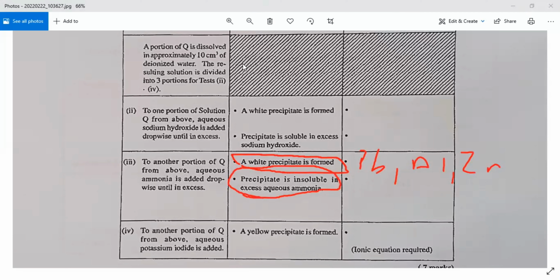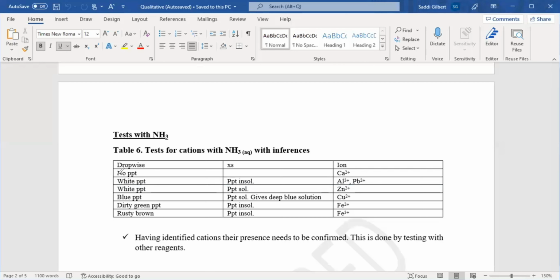All right, so we go back again to the table. Notice I'm toggling between the table and this. All right, so we get a white precipitate for aluminum and lead, but look at that. The precipitate for aluminum and lead is insoluble. So it now means that we can eliminate zinc, because zinc would be soluble.